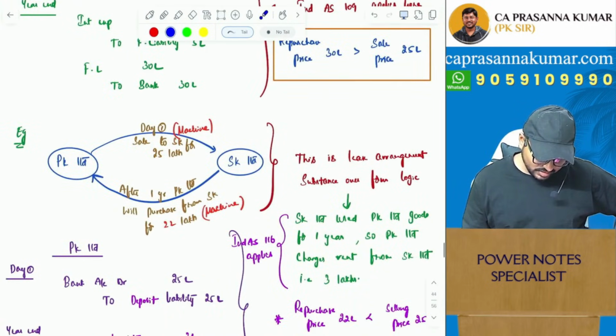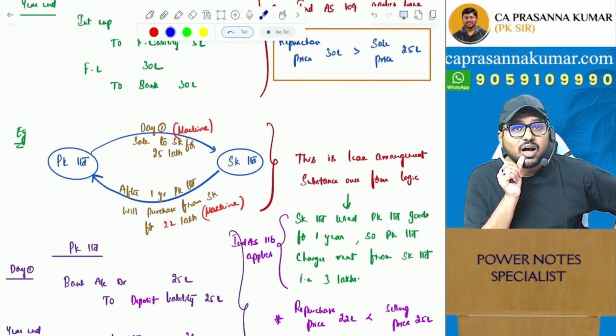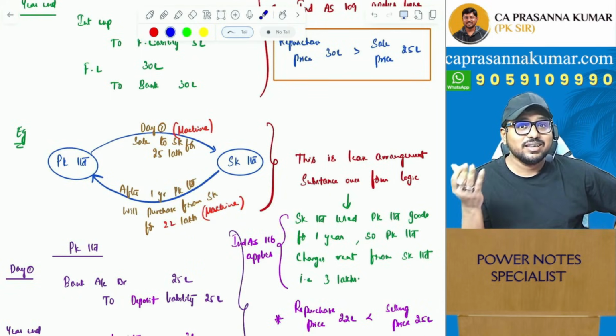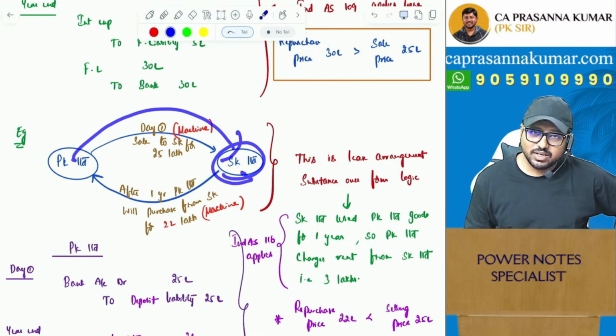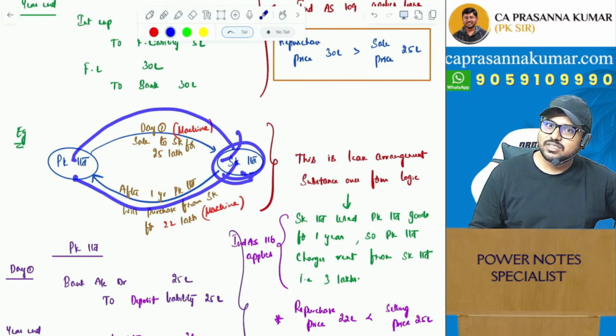But here, in the place of goods, you have machine and your repurchase price is less than the selling price. Which means it is just like a lease. It is just like a rent. This fellow gave the machine, and the other fellow has used the machine for 1 year, and as a result, the machine's value has got reduced. Therefore, he bought it back at a lesser price.